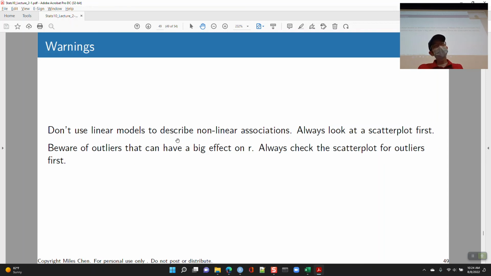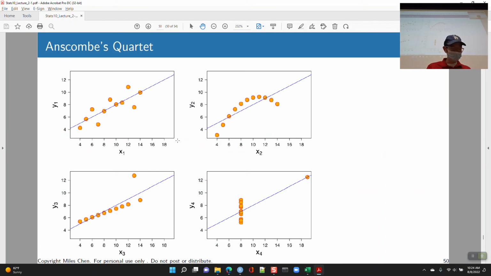So number one, don't try to use a linear relationship to describe nonlinear relationships. So always create a scatter plot. Always ask yourself, does it look like a straight line is reasonable? Is it reasonable to use a straight line here? And if so, go ahead and use linear regression. If not, stay away. Also, outliers can have a big effect on the correlation, a big effect on R. Always check the scatter plot first.